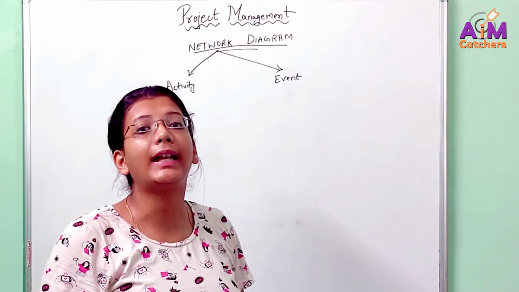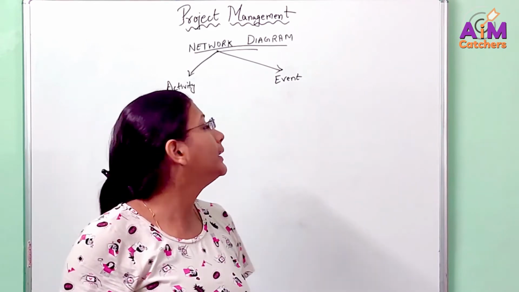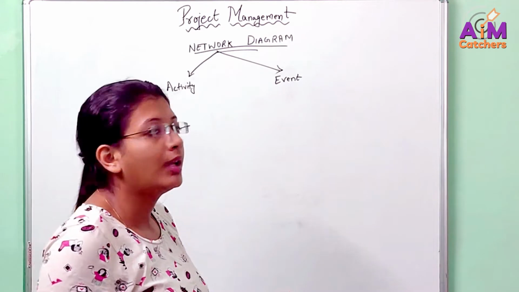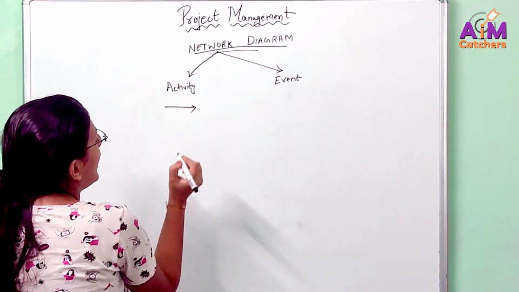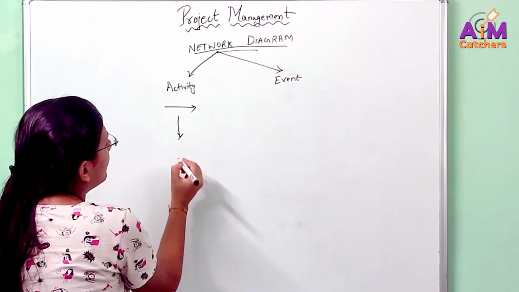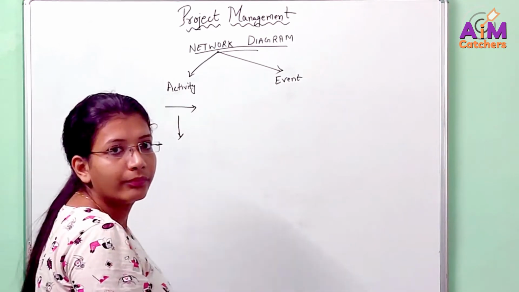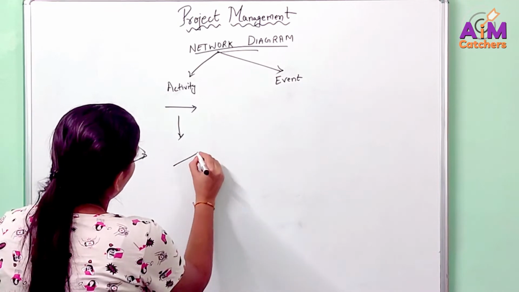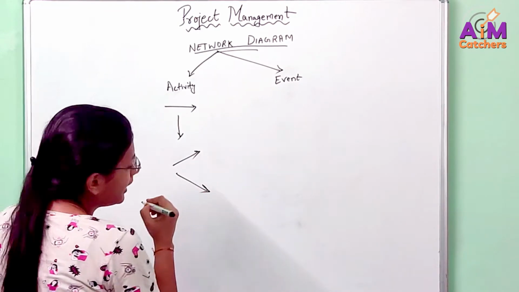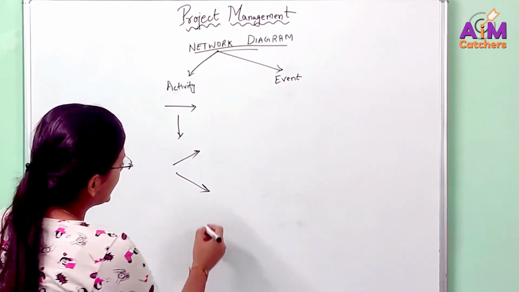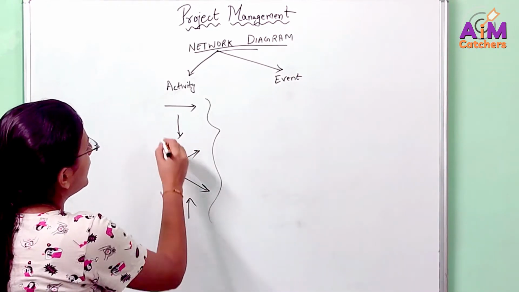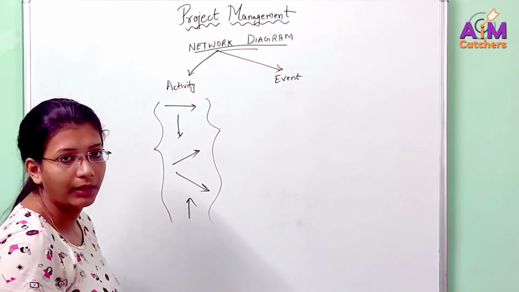Now let's begin with activity. How do we represent an activity in a network diagram? Activities in a network diagram are represented by arrows. It can be this kind of arrow, or this kind of arrow. These are the few arrows that you can use for your activity.